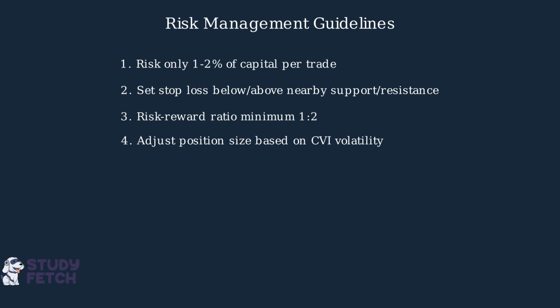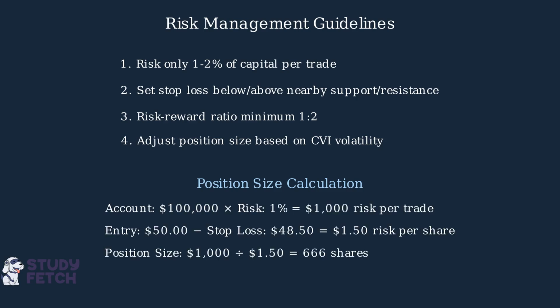Proper risk management is essential for long-term success with any trading strategy, including CVI-based approaches. Start by risking only 1 to 2% of your trading capital on any single position. Here's a practical example of position sizing. If you have a $100,000 account and risk 1%, that's $1,000 per trade. With an entry at $50 and stop loss at $48.50, your risk is $1.50 per share. Dividing your $1,000 risk by $1.50 gives you a position size of 666 shares.